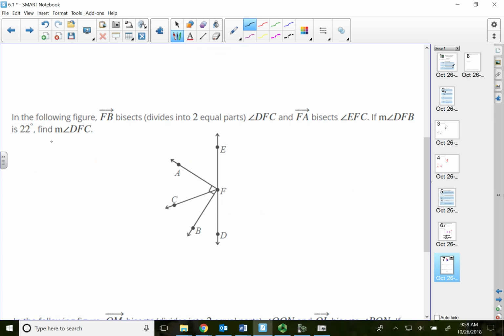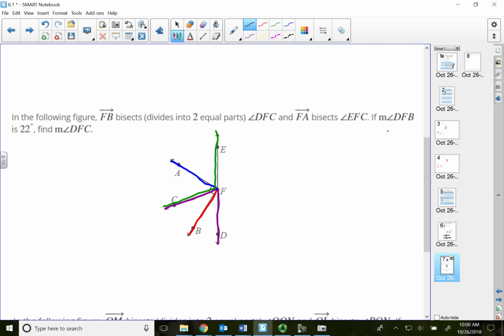All right, let's try this one real quick. Same thing. I'm going to color code this a little bit better. Ray FB bisects, cuts into two equal parts, angle DFC. So this ray bisects my purple angle. FA, let's do that in blue, bisects angle EFC. I'm going to use green this time. So this is my green angle. Blue bisects the green, red bisects the purple angle.